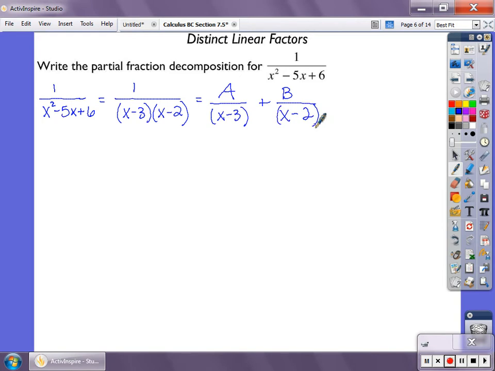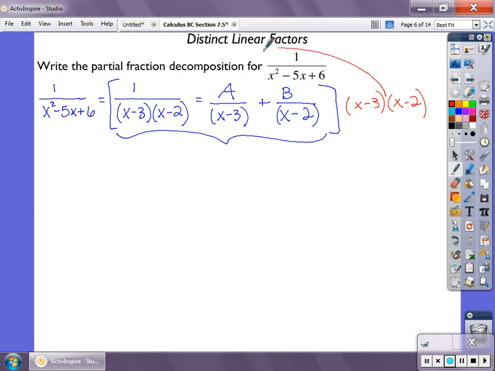And now what we're going to do is we're going to take this equation right here and you're going to multiply it by the least common denominator of all three terms, here, here, and here. And so the least common denominator in this case is going to be the x minus 3 times the x minus 2. Now we're going to do this the long way to begin with, but after this you can kind of do the shortcut method.